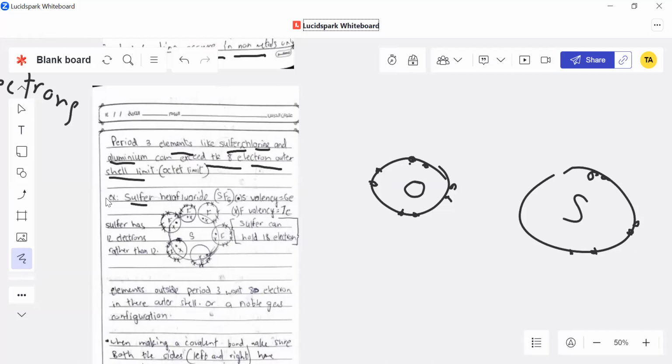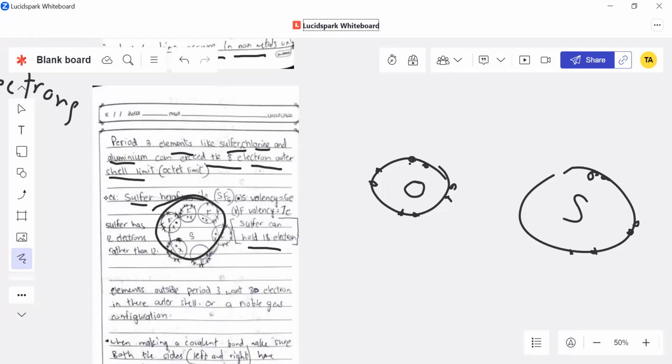It can hold a maximum of 18 electrons. So sulfur, aluminum, chlorine, all of the elements in period 3 can hold more than 8 electrons. So when period 3 elements form covalent bonds, they can hold more than 8 electrons.